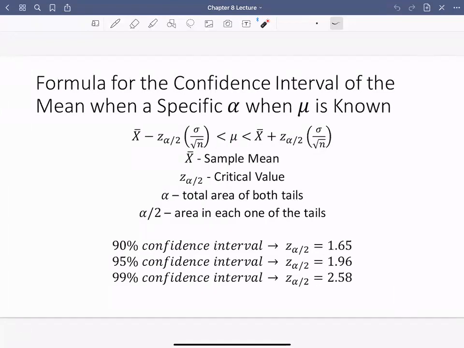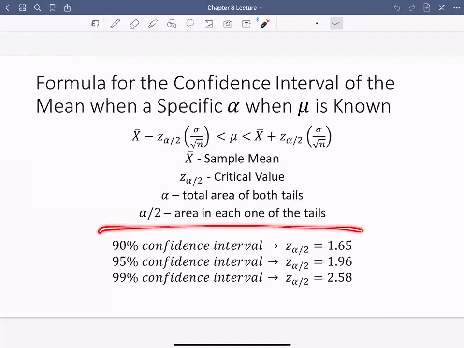So there is a formula here for alpha when our average is known. So here it says that we have our x bar, which is our sample mean, and we have our critical value, which is here, and we're going to be using our table. And it says alpha is the total area of both tails. So we might say our alpha is a certain percentage. And then alpha over 2 is the area in each tail.